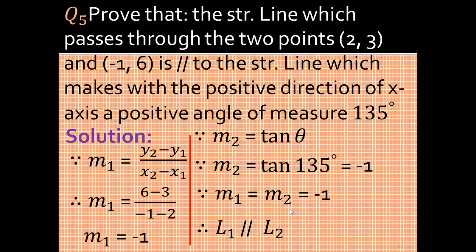So again, if we need to prove that straight line 1 is parallel to straight line 2, we need to prove that the slope of the first straight line equals the slope of the second straight line.